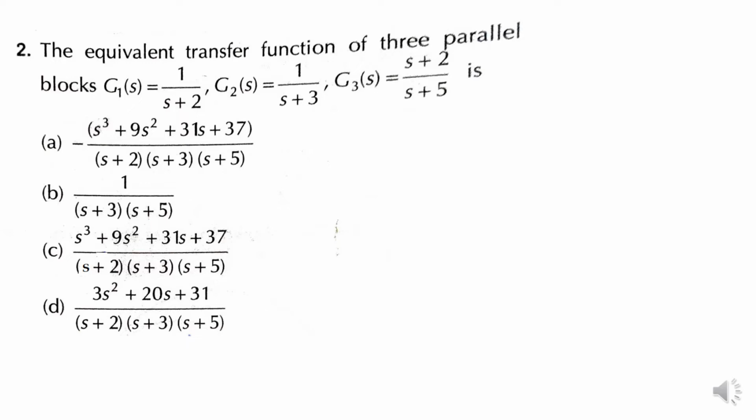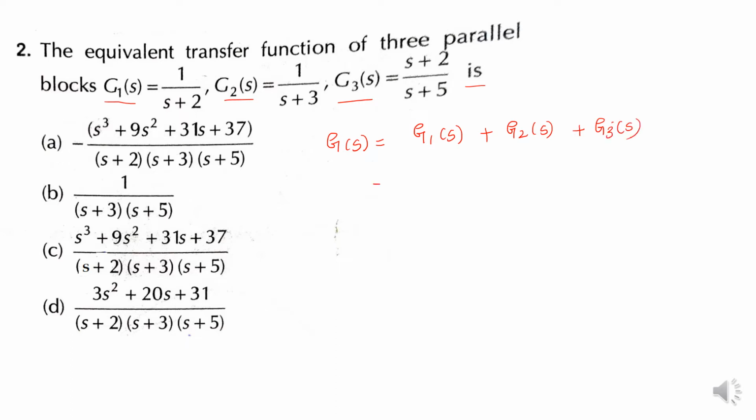Problem 2. The equivalent transfer function of 3 parallel blocks, G1(s) is 1 by s plus 2, G2(s) is 1 by s plus 3, G3(s) is s plus 2 divided by s plus 5, is. When 3 blocks are connected in parallel, what is the resultant block? Resultant block G(s) is the summation of G1(s), G2(s) and G3(s).